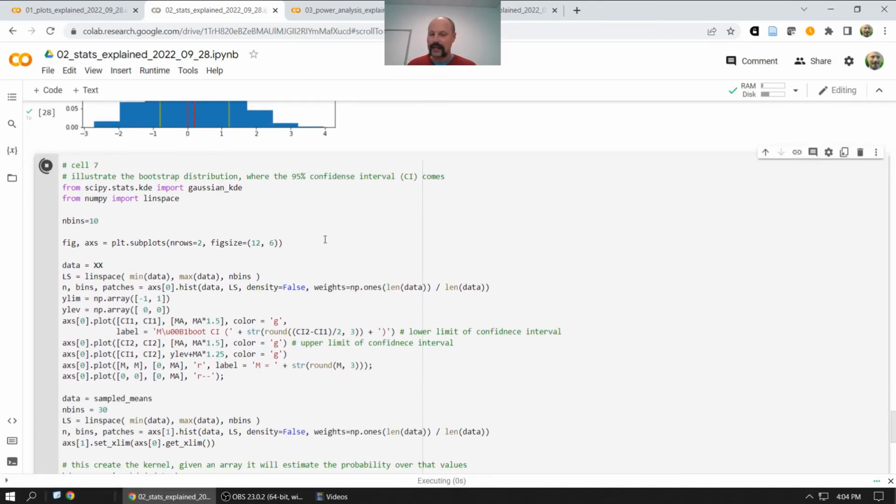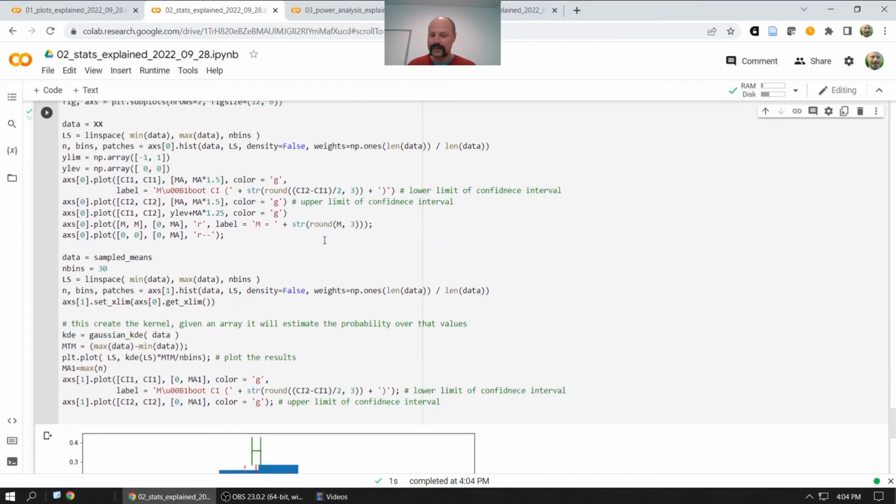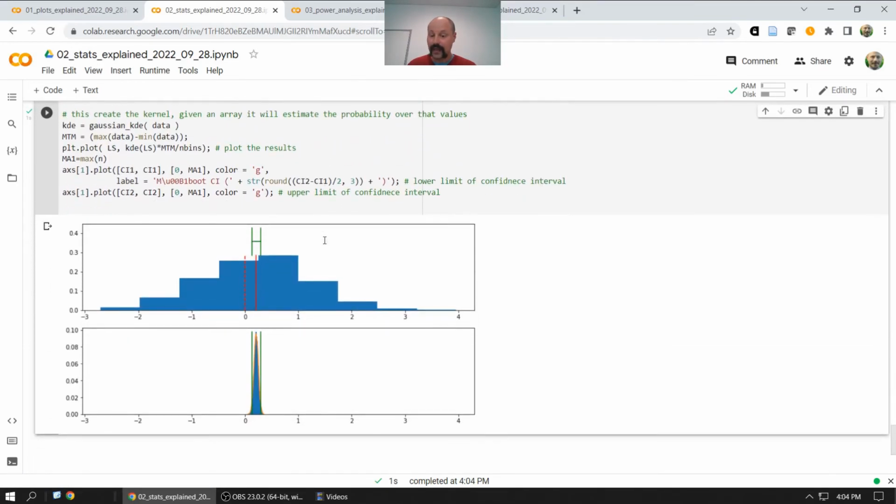And the last cell is to illustrate how the bootstrap distribution looks. So this is the distribution of the means obtained from randomly sampled real data. And those green lines, they cut off 2.5% from the lowest side and 2.5% of the data from the highest side.